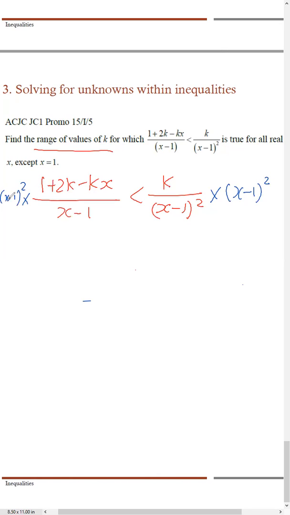Why can we do that? Because we know that (x minus 1) squared is positive. So if you do that, this can cancel, and then this can cancel. All right, so I'm left with (x minus 1) times (1 plus 2k minus kx) less than k. See, if you use some logic or you practice some of the shortcuts, things will be fairly easy.